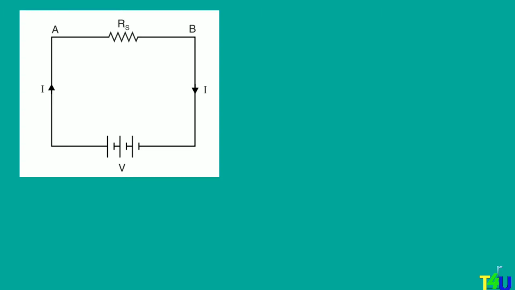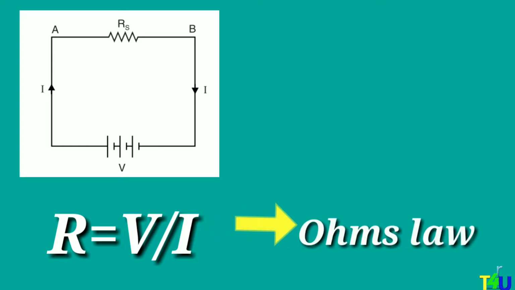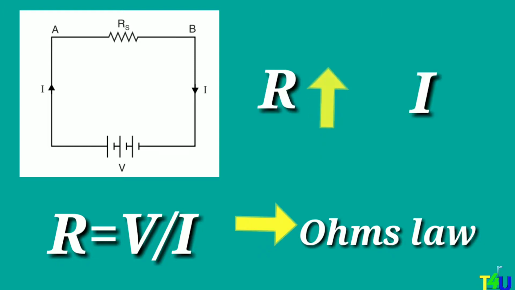From this figure we can give Ohm's law, and Ohm's law states that R is equal to V by I. That means R is directly proportional to V and inversely proportional to current. Whenever there is an increase in resistance R, there will be a decrease in the current I. So this is Ohm's law, and resistance follows it.